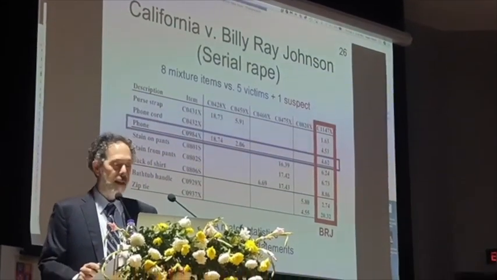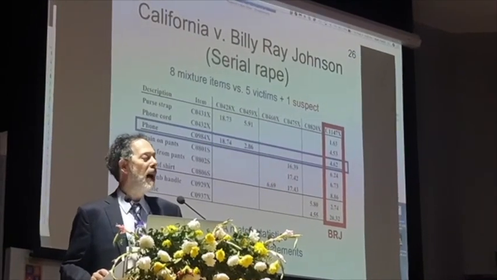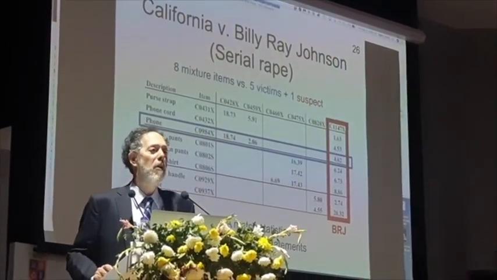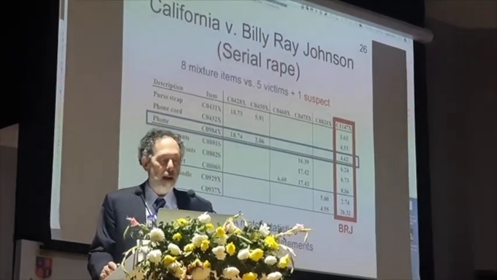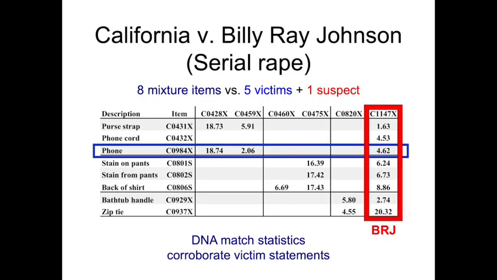This is a case I could give an entire talk on. In fact, I did at a Promega meeting, or maybe it was an AFS talk. This is a serial rapist in California. This is DNA from 3 crime scenes. There were 36 evidence items plus a zip tie that led to a CODIS hit. These were all 3- and 4-person mixtures. The lab could analyze none of it. They sent it to us before the trial.